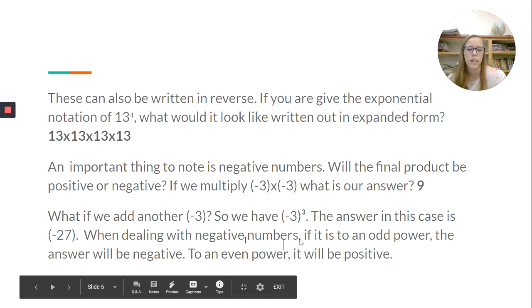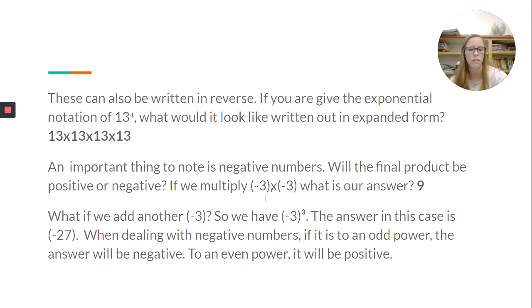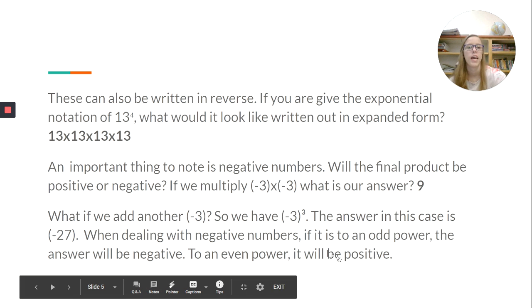So when you deal with negative numbers, you want to remember that if it's to an odd power, like 3 or 5 or 7 or any other number that's odd, you are going to have a negative answer, in the case of -27. If it's an even power, like here when we had 2 or 4, 6, any other even number, it's going to be positive. Okay?